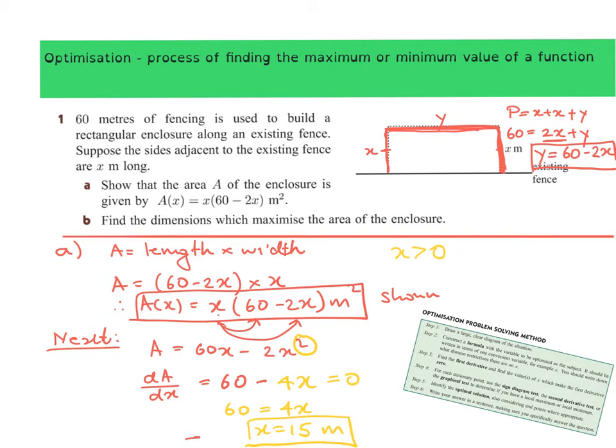Now, the next step would be, for each stationary point, and we only have one, we can use a sign diagram, second derivative, or the graph. So I'm going to use a sign diagram to see if you have a minimum or maximum when x is equal to 15. I'm going to do that on the previous page. y is equal to 60 take away 2x.